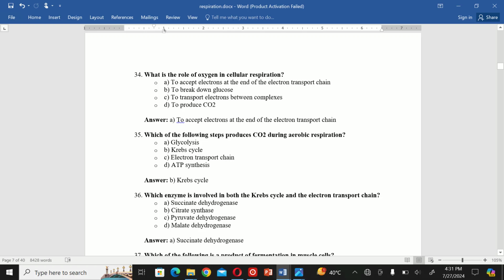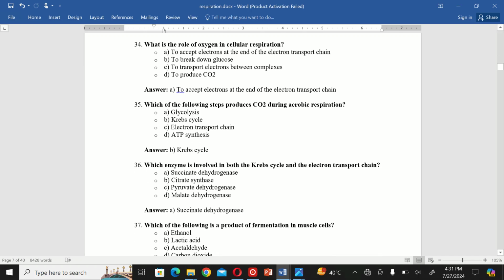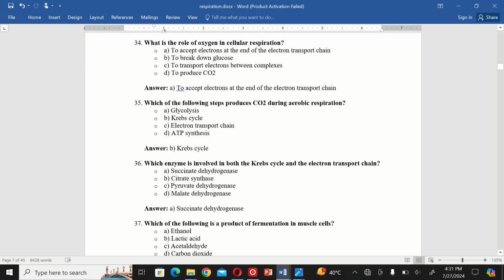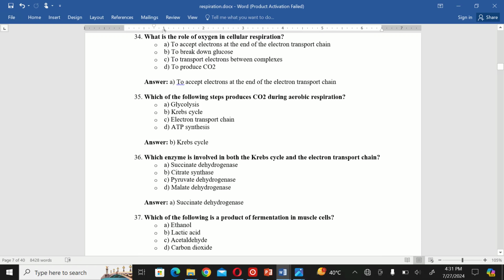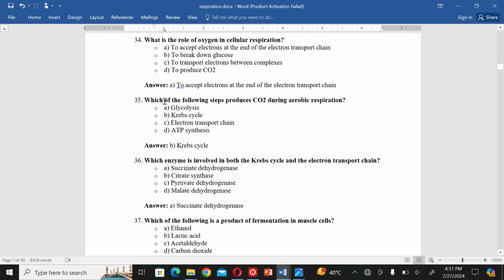What is the role of oxygen in cellular respiration? A. To accept electrons at the end of the electron transport chain. B. To break down glucose. C. To transport electrons between complexes. And D. To produce CO2. So the correct option is to accept electrons at the end of the electron transport chain. A is the correct option.